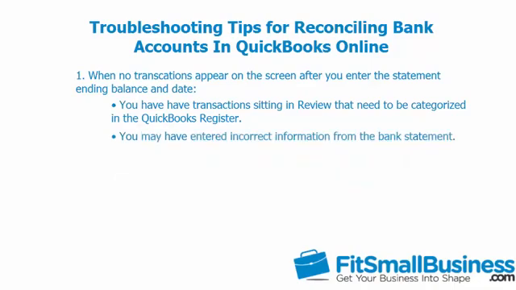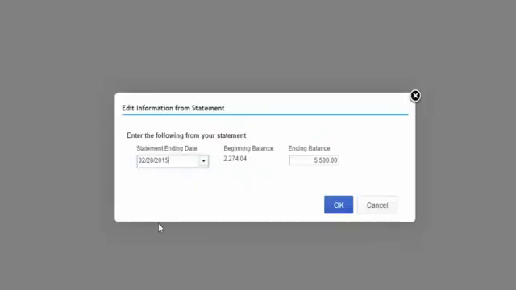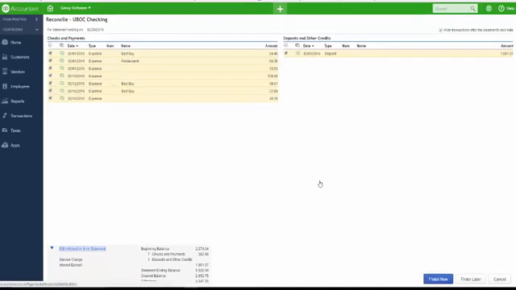The second issue that could be taking place is you might have entered incorrect information from the bank statement. So remember how we checked that earlier. In the lower left-hand corner of the screen, there's a link that says edit information from this statement. So if we select that, we can double check to see if our ending statement date is correct and our amount is correct. So we'll go ahead and do that now. And yep, looks like I have entered the incorrect year. So we'll go ahead and change that and click OK. Voila, we have transactions.